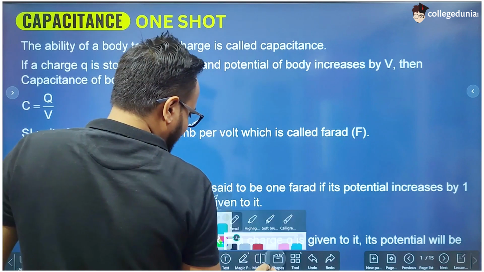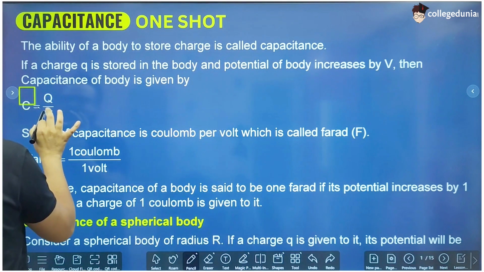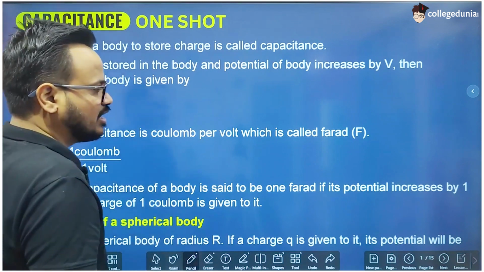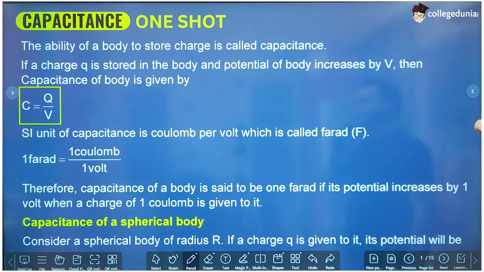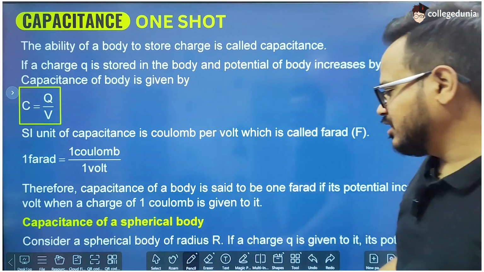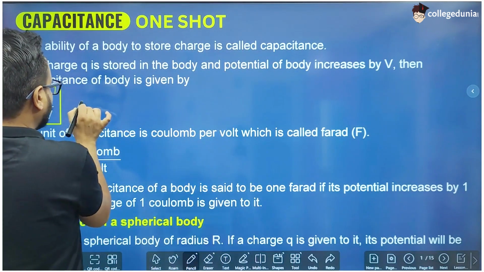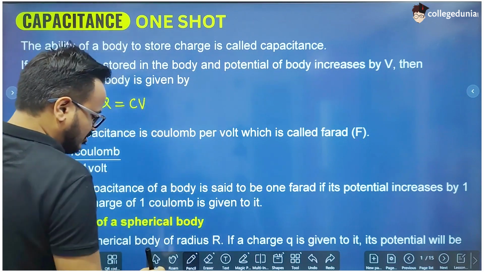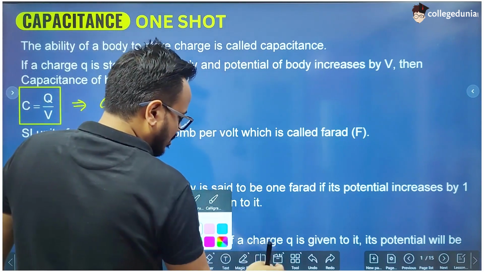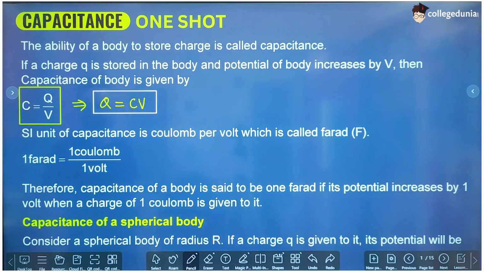So this formula is very important. Every chapter has a basic equation and all other equations are derived from that. And this is the basic equation of the chapter, capacitance: C equal to Q by V. So all the equations will be derived from this only. So if C is Q divided by V, we can say that Q equal to C into V, and this is another important equation which is obviously derived from this one, and we are going to use this directly also.